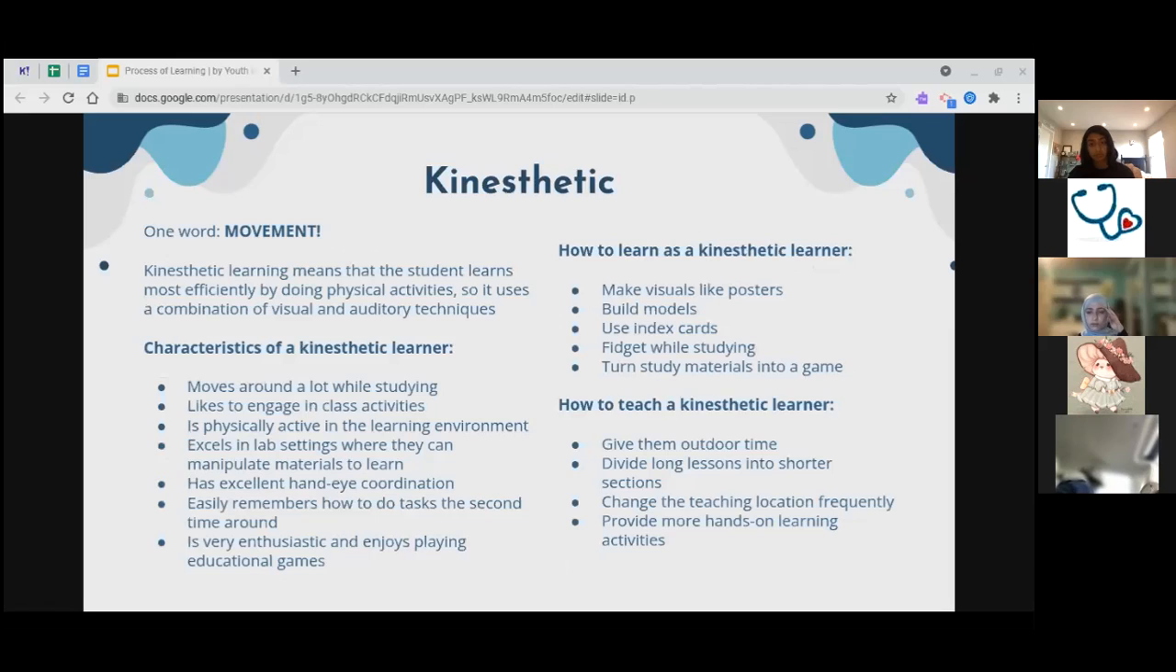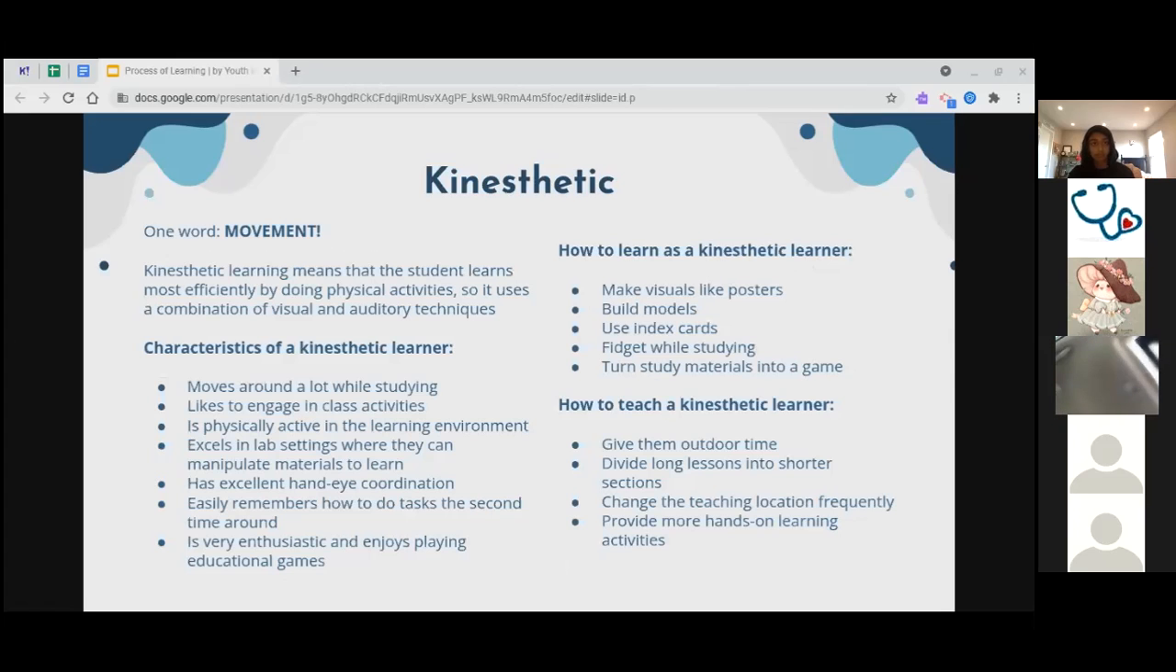One word to describe kinesthetic learning is movement. So kinesthetic learning means that the student learns most efficiently by doing physical activities. So it uses a combination of visual and auditory techniques.